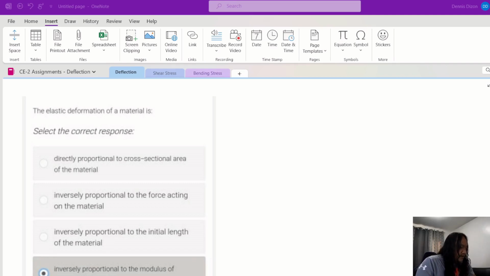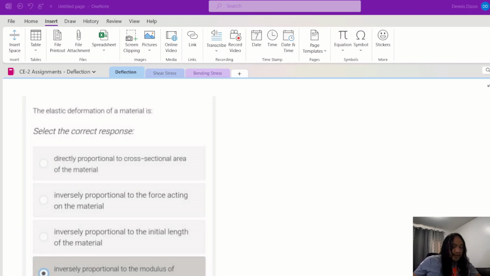So first question, he just wanted me to confirm his choice. So the question is about elastic deformation of a material. The question is, the elastic deformation of a material is, and then there are four choices.